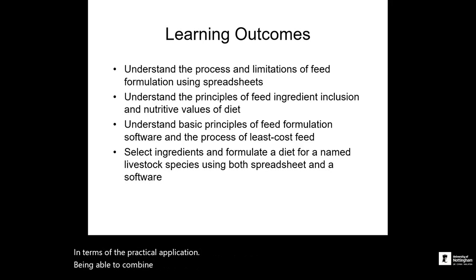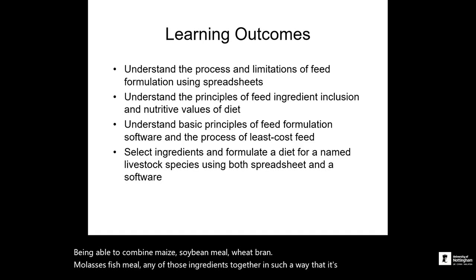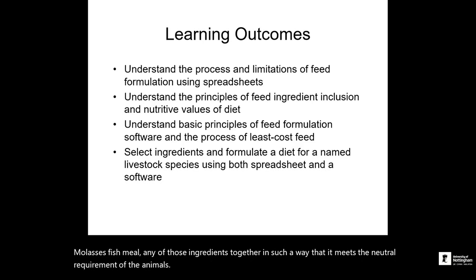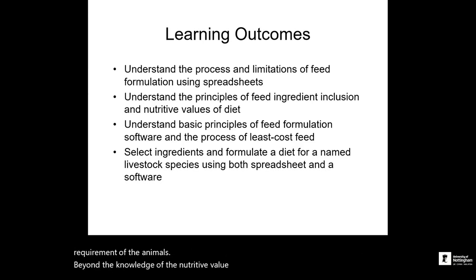being able to combine maize, soybean meal, wheat bran, molasses, fish meal, any of those ingredients together in such a way that it meets the nutrient requirement of the animals. Beyond the knowledge of the nutritive value, there are other factors that come into play.